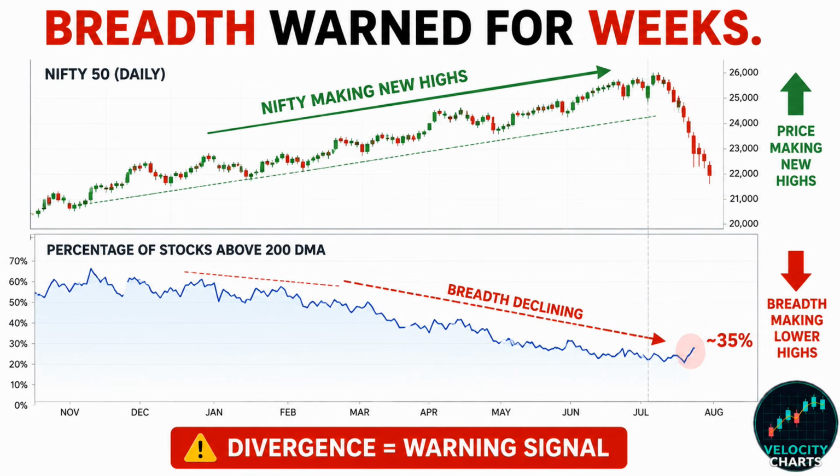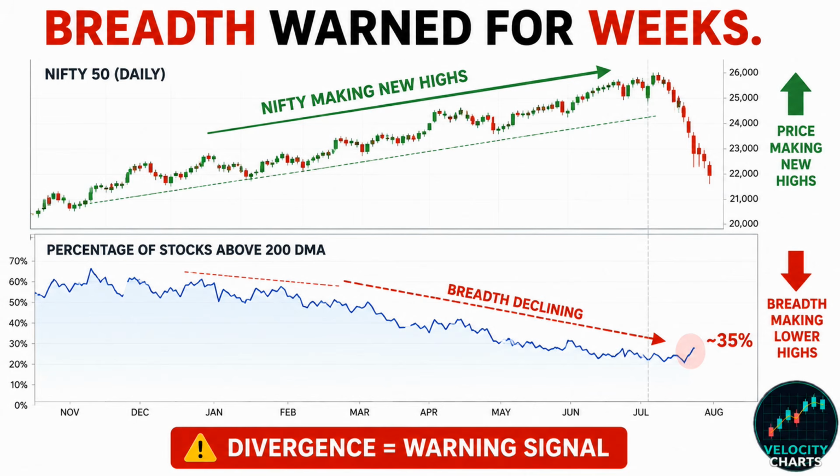Look at Nifty. The index kept making higher highs. The headlines were euphoric, but the percentage of stocks above their 200 DMA was falling from around 60% to around 35%. That's the divergence. The index was rising on the back of 3 or 4 heavyweights.